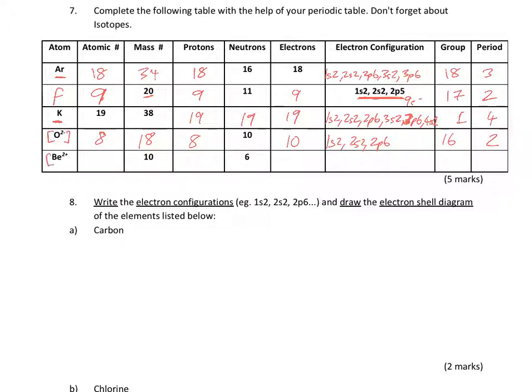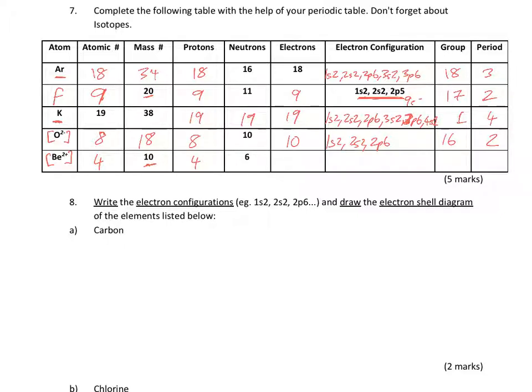Beryllium 2+, so that is an ion. It's a positive ion, so it's going to have 2 fewer electrons than normal. Beryllium has an atomic number of 4, so it's going to have 4 protons. 4 plus 6 is 10, so that's correct.